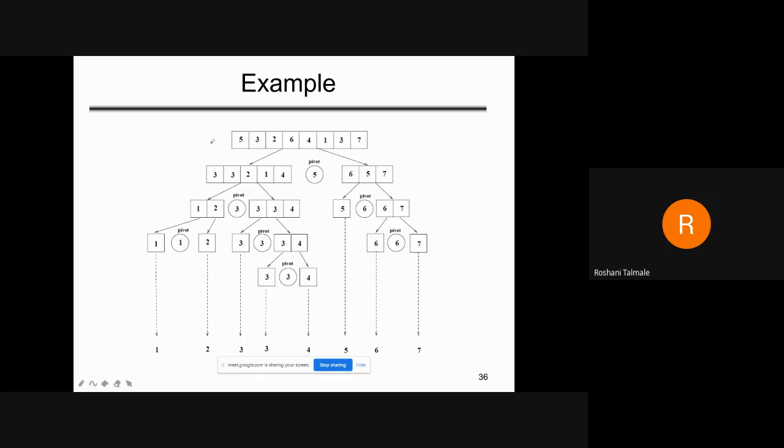Okay. So this example is given: 5, 3, 2, 6, 4, 1, 3, 7. Now we have to make it sorted. So how will we sort? Consider the first element as the pivot element. Okay, this is the pivot element. Now with the pivot element we have to divide into two arrays. You have to divide this into two arrays. This is the divide and conquer procedure.